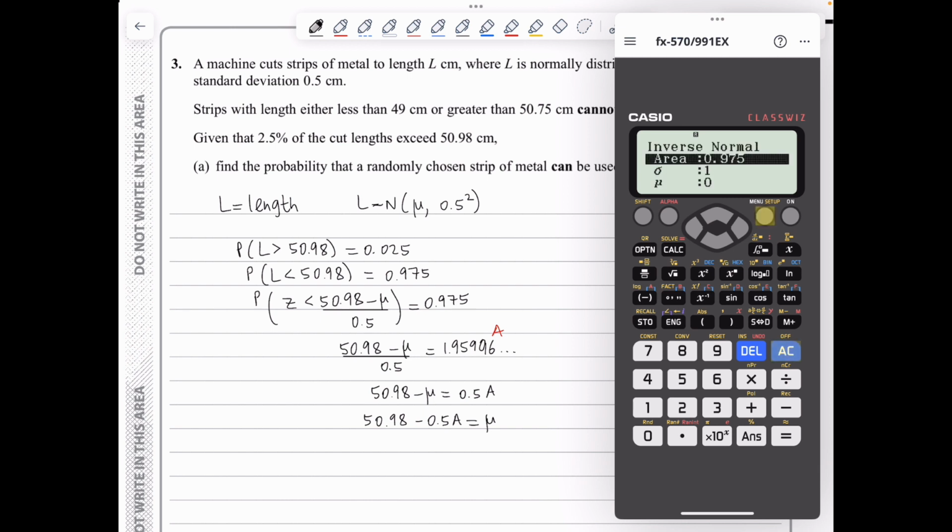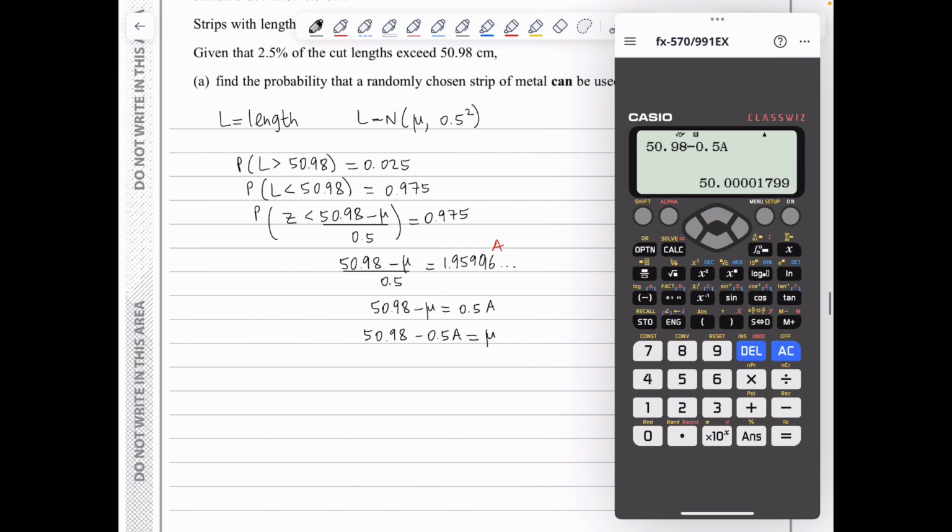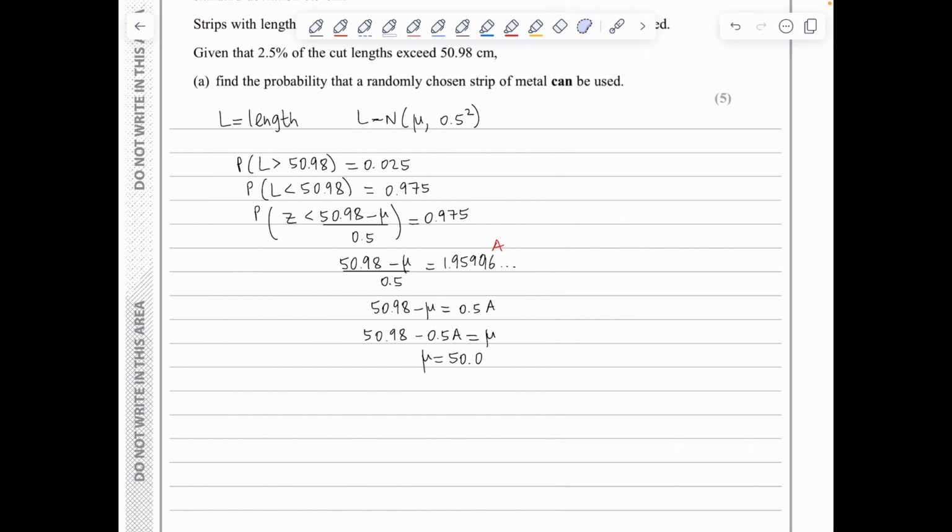Going back on the calculator, I'm going to do 50.98 minus 0.5A, and this gives an answer of 50.00. So I'm giving answers to 3 significant figures, so mu is 50.0. Now that we have found mu, we can proceed. We want to find the probability that the randomly chosen strip of metal can be used. So if I draw my bell-shaped curve, I know that anything below 49 or above 50.75 cannot be used.